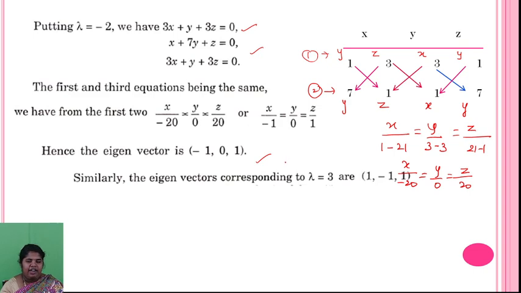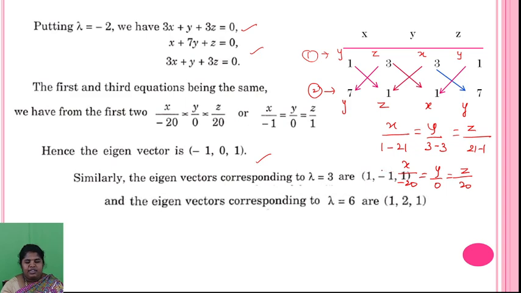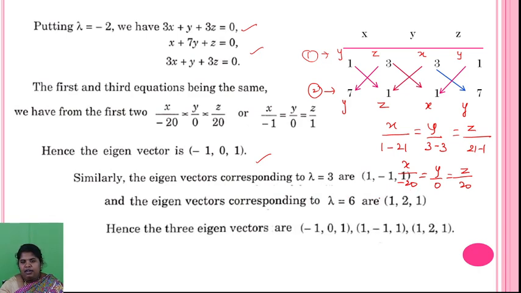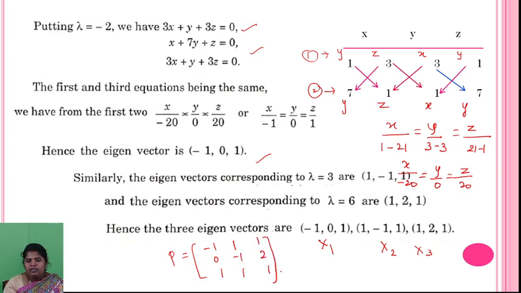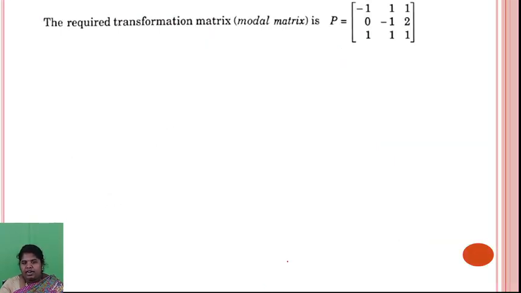Similarly, for the second eigenvalue, the eigenvector is 1, minus 1, 1. And for the third eigenvalue, lambda equal to 6, the eigenvector is 1, 2 and 1. Hence the three eigenvectors are x1, x2 and x3. Now form the modal matrix P such that the first column is x1, minus 1, 0, 1. The second column is 1, minus 1, 1. The third column is 1, 2, 1. So this is our modal matrix P, or transformation matrix.